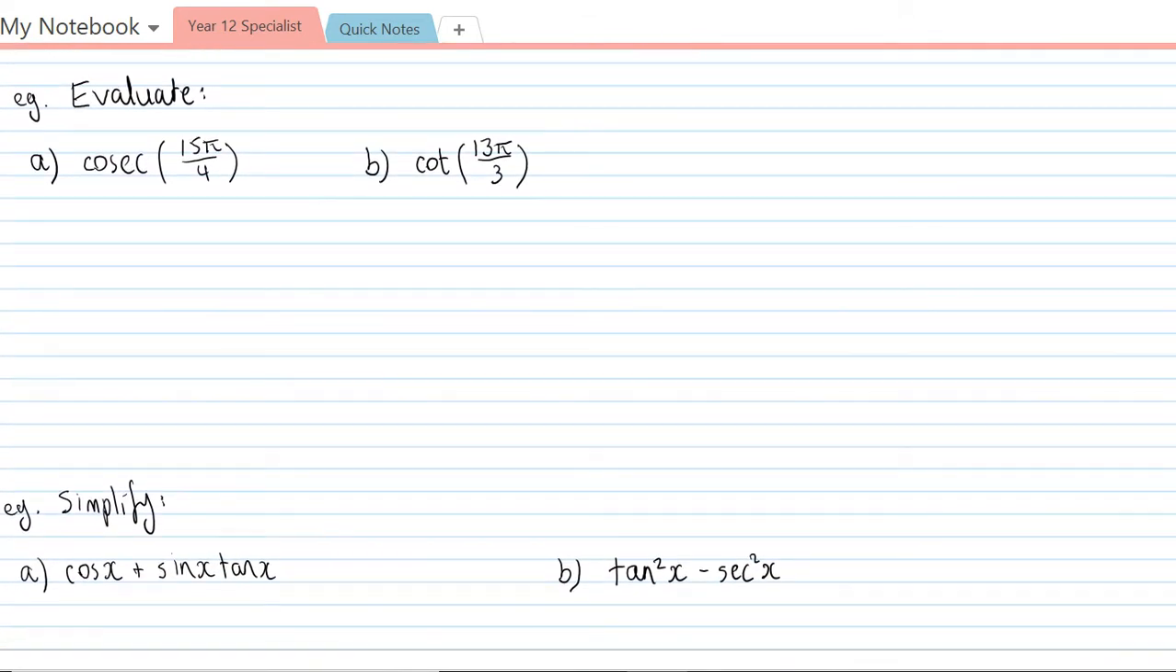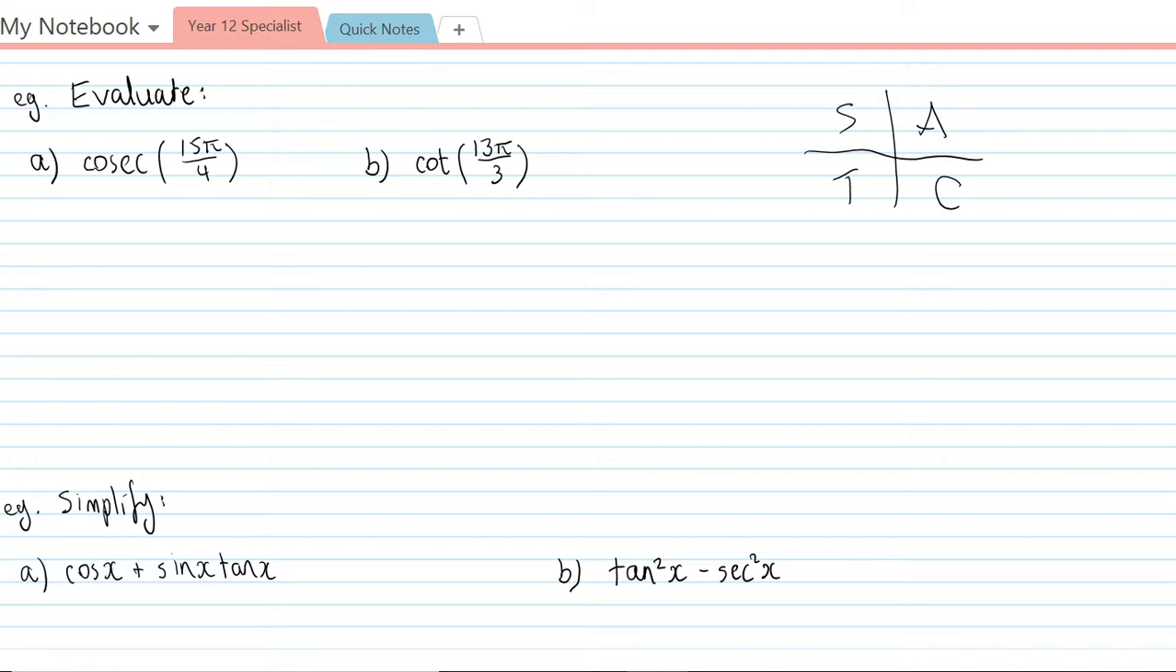So evaluate cosec 15 pi on 4. Rightio, so remember that this means 1 over sine of 15 pi on 4. One of the nice things is that you're familiar with the diagram, the ASTC: all, sine, tan, and cos. So these reciprocal trig functions follow the same rules. They are all positive in the first quadrant, and the sine is positive in the second, only tan is positive in the third, and the cos is positive in the fourth.